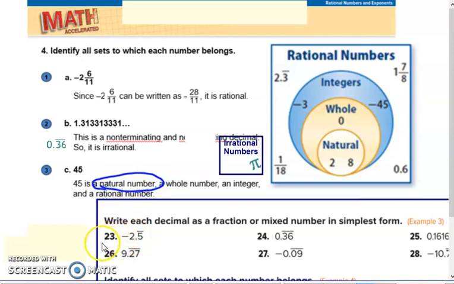I think that's how I want you to do that. If you had a negative 45 here, then your answer would not be a whole number. It would not be a natural number. It would be an integer. Yes, I realize it could be an integer or a rational number, but we're going to go with the smallest one you can get it down to.